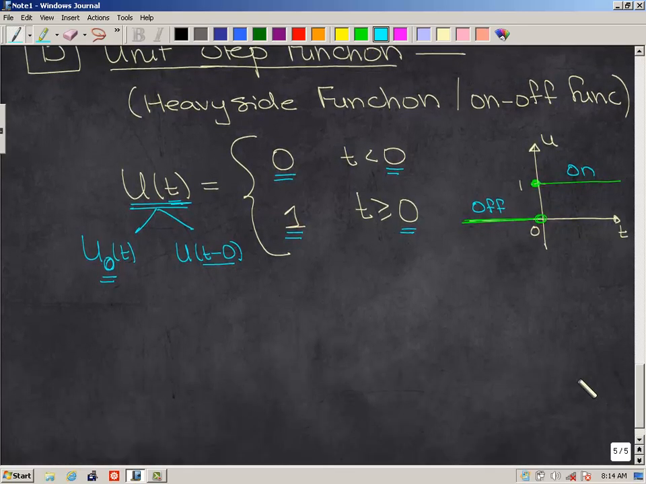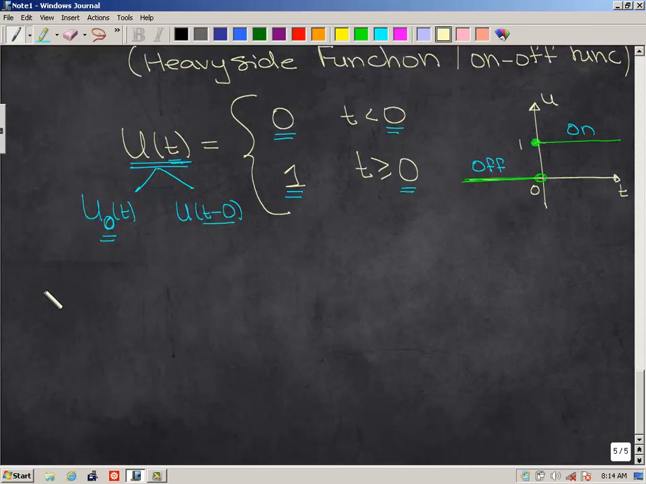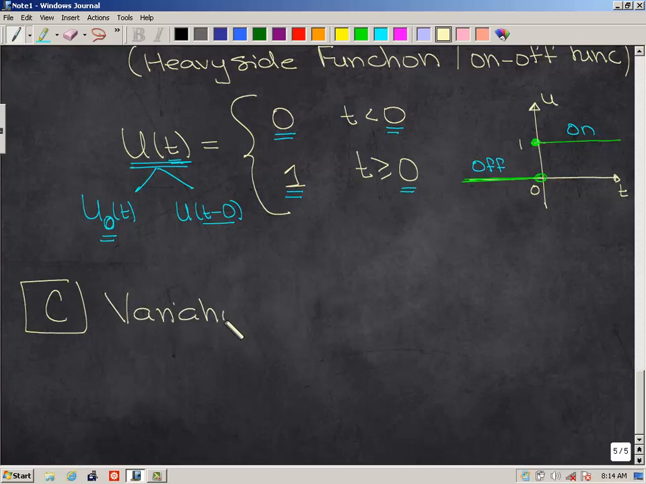Now we're going to take a look at many different variations of the step function. So let's do that. I'll just call these variations of the unit step function.